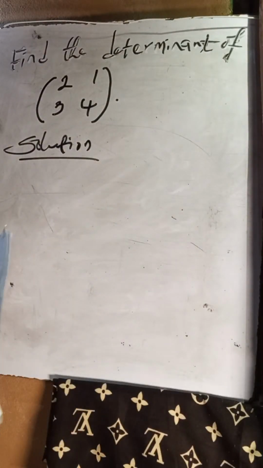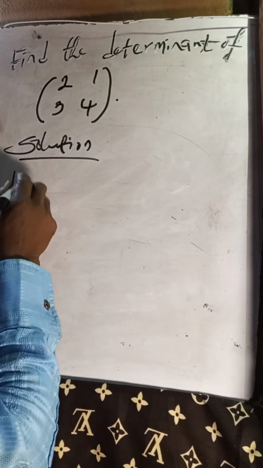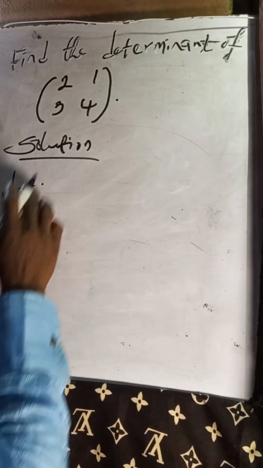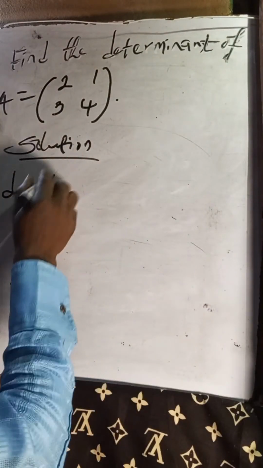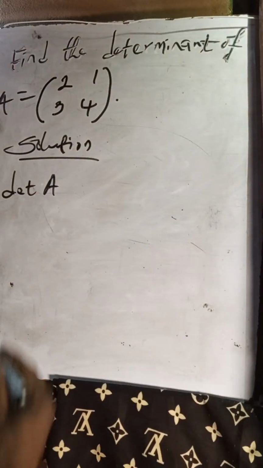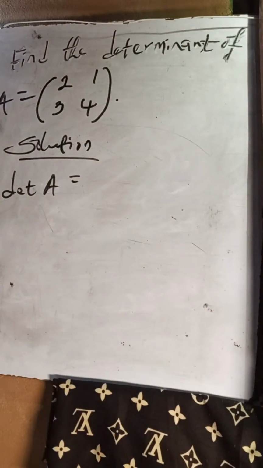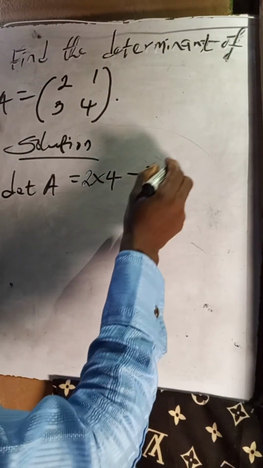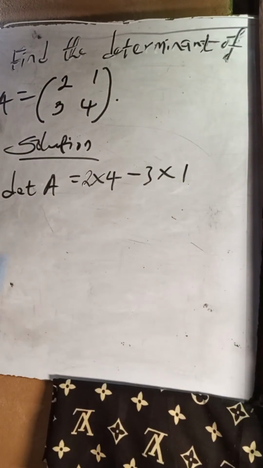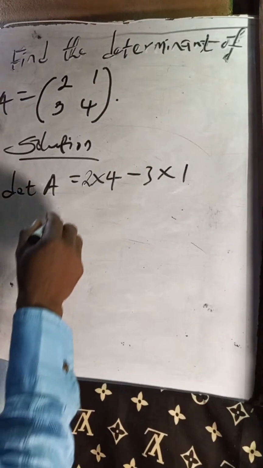The determinant is very simple. You can call it det. The determinant of A, if A is equal to this, so det A is equal to, just cross multiply. That gives the answer. That is 2 times 4 minus 3 times 1.